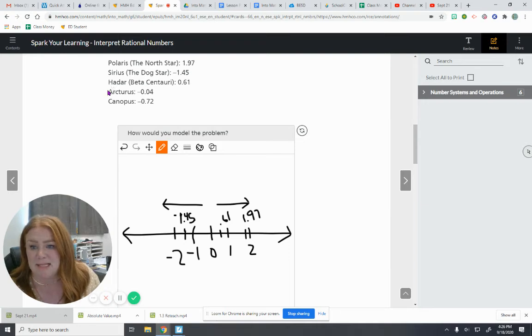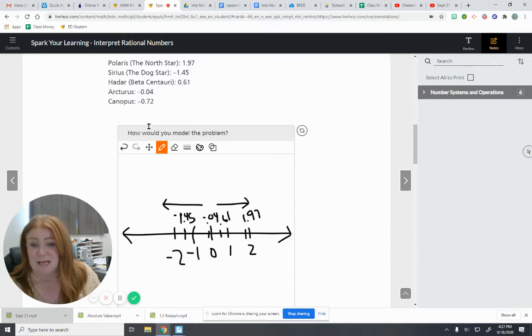0.61. Next, we have Arcturus is negative. So I know I need to go to the negative side. I see it starts with 0, and then there's another 0.4. When I use decimals, the easiest way for me to think about decimals is to think about money. And so I know that's 4 cents, like negative 4 cents. So it's going to be really close to that 0 right there, negative 0.04.